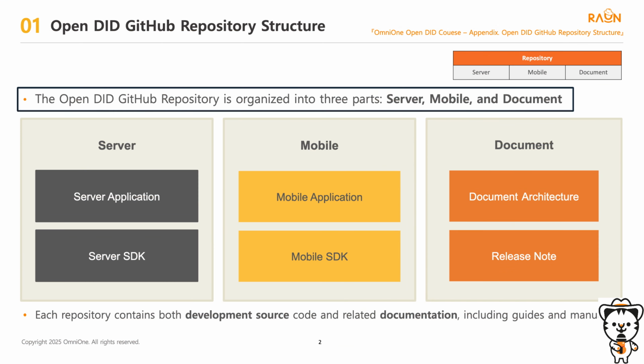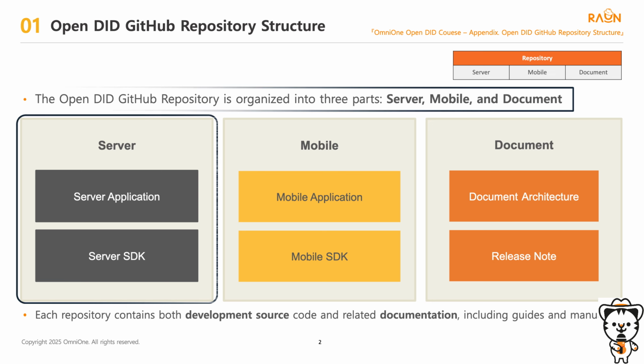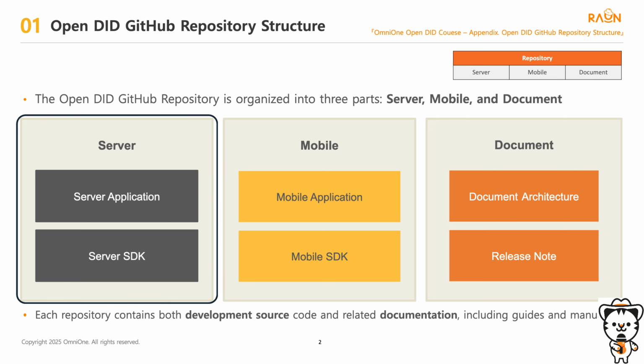First, an overview of the GitHub repository structure will be provided. The Open DID GitHub repository is broadly composed of three parts. These are server, mobile, and document. First, the server is divided into application and SDK. The application is the part that actually provides the service. And the SDK is a collection of libraries that handle common functions or core logic. In most cases, the application is implemented by referencing this SDK for its core logic.